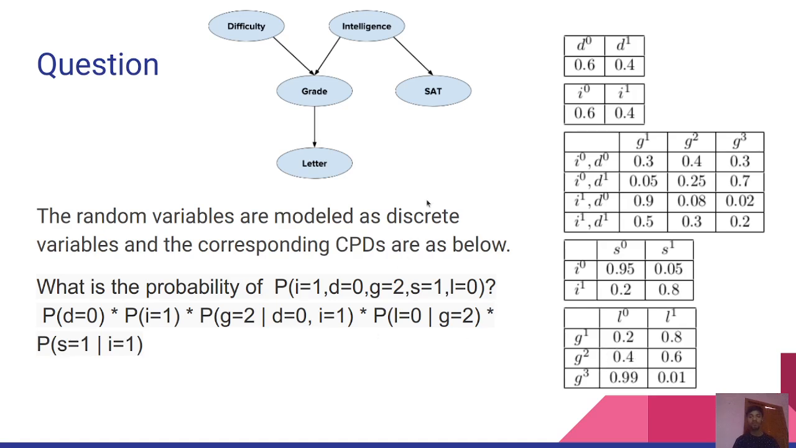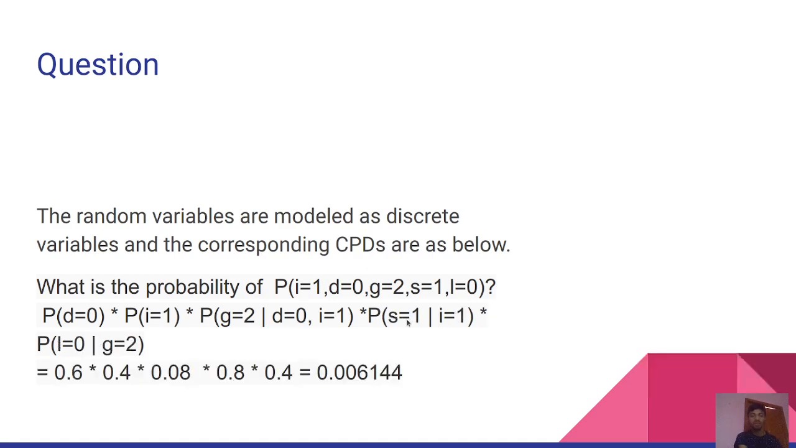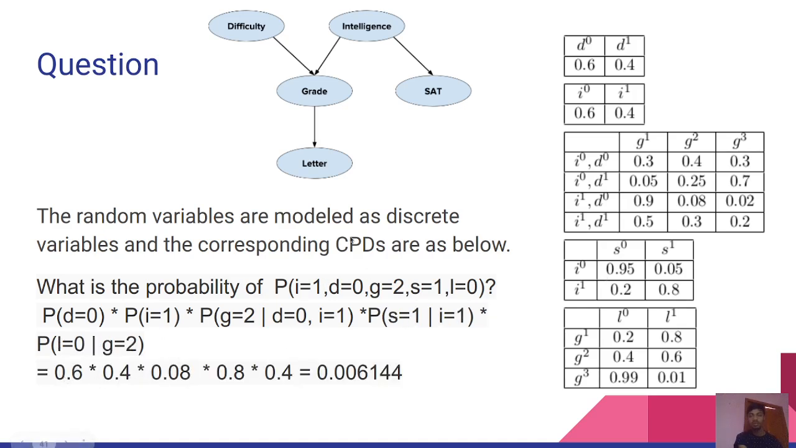Okay, and finally we have this left, the SAT score. So S equal to 1 given I equal to 1, that we also have to find out. S equal to 1 given I equal to 1 is here 0.8. So if we multiply everything, 0.6 for D equal to 0, 0.4 for I equal to 1, here it is 0.08, here it is 0.8, and here it is 0.4. If we multiply everything, it will come out to be 0.006144. So this is the correct answer.